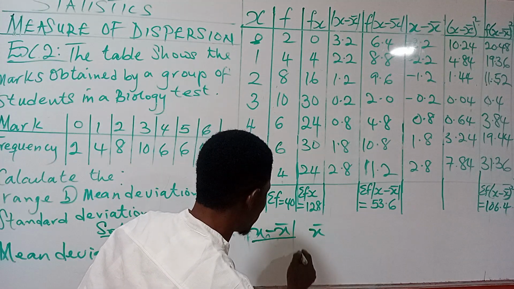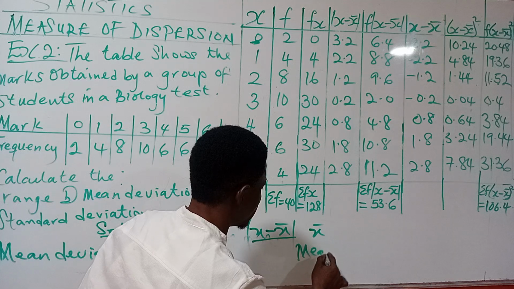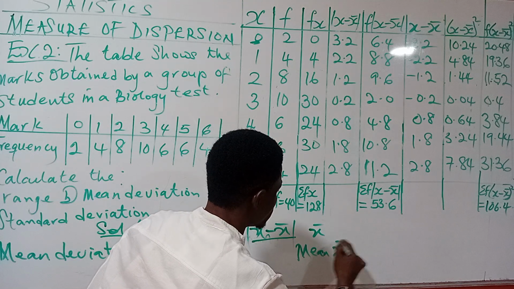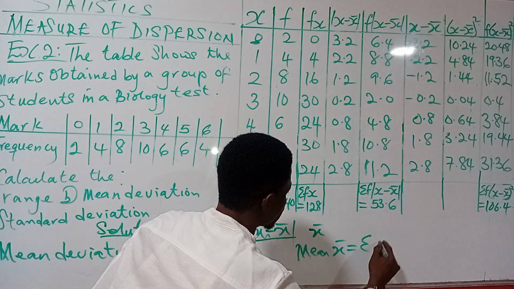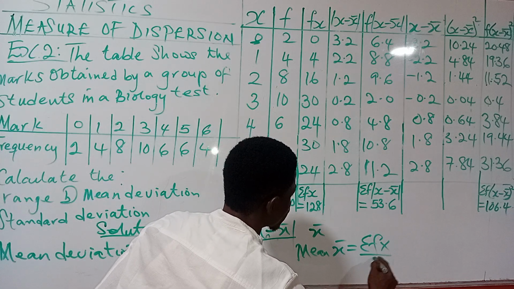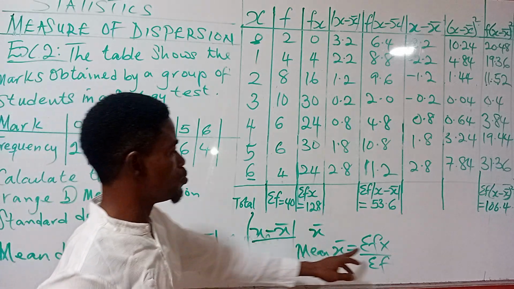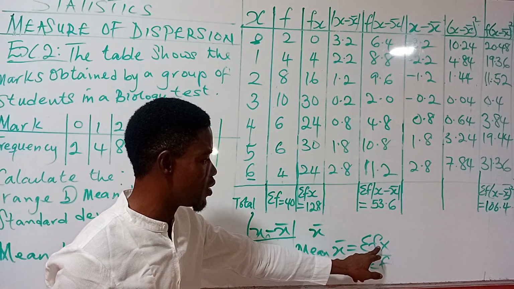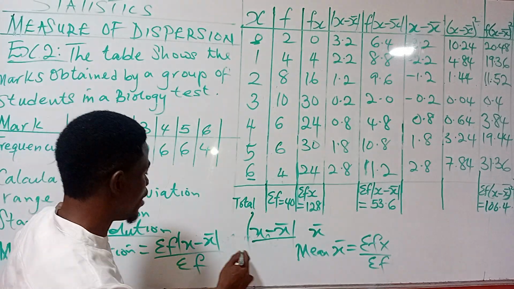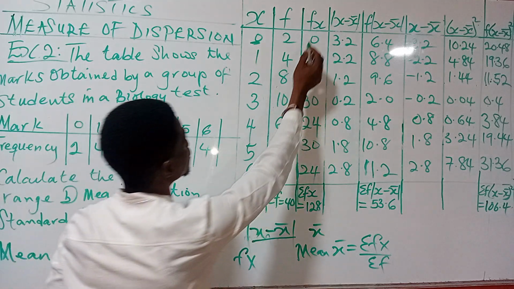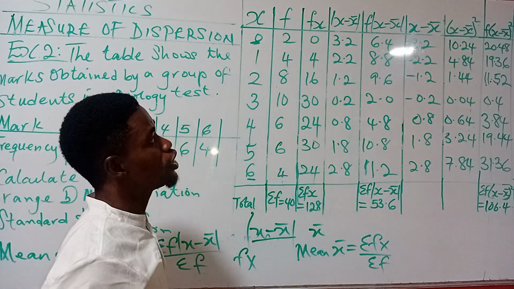And what is your x bar? Your x bar is the mean. And what is the mean? Mean is the summation of fx over the summation of f. Before we can get the summation of fx, we need fx. So you create fx here. And how do you generate fx?